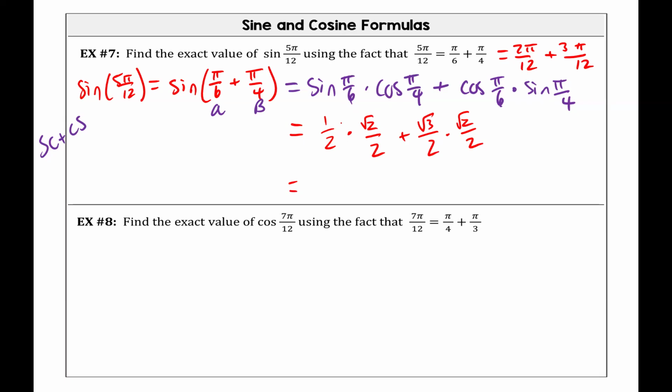And now we're going to multiply. Numerator times numerator, square root of 2 over 4, plus numerator times numerator, square root of 6 over 4. You cannot combine radicals unless they are the exact same. So this is where you stop. Could you technically factor out square root of 2? Yeah, but that's pointless.